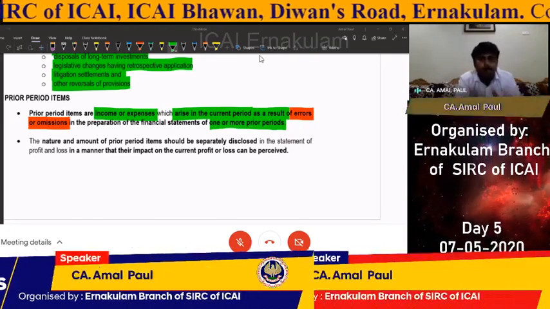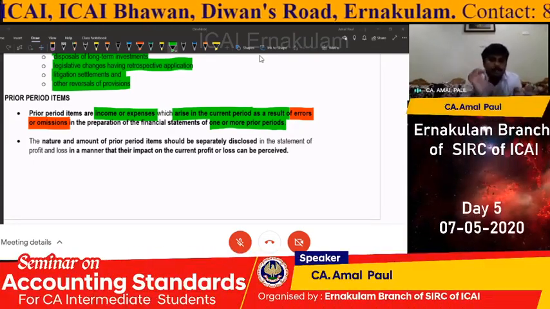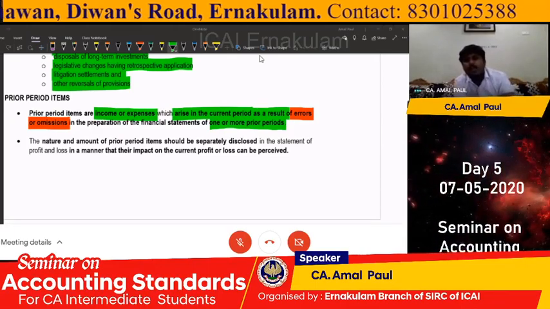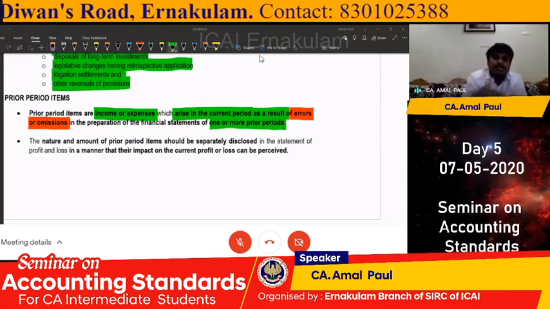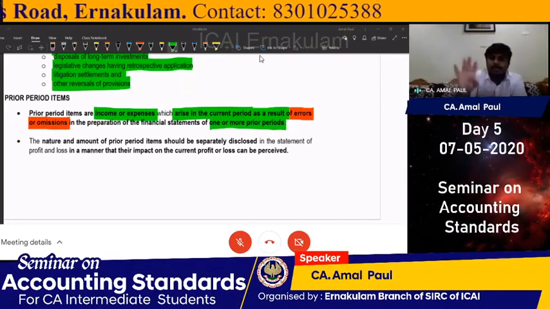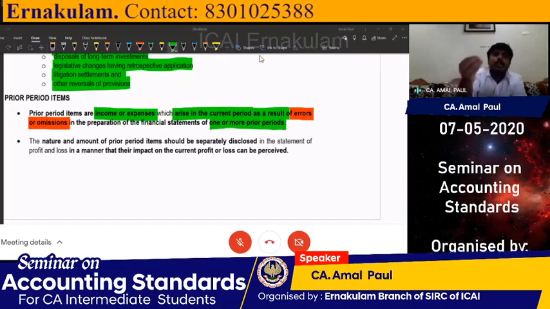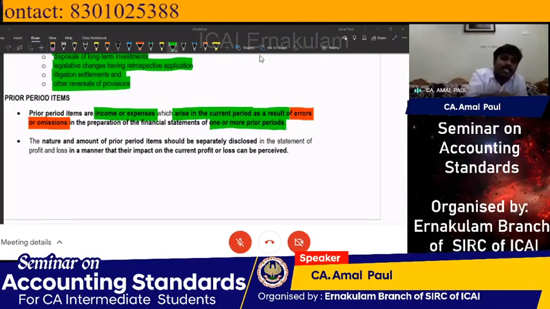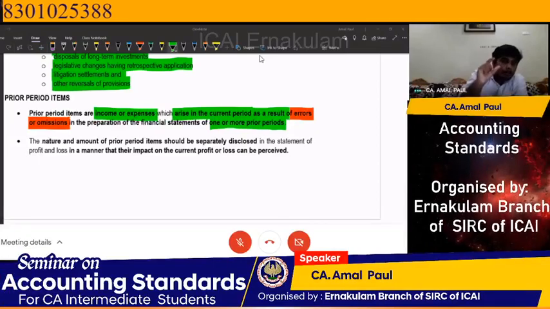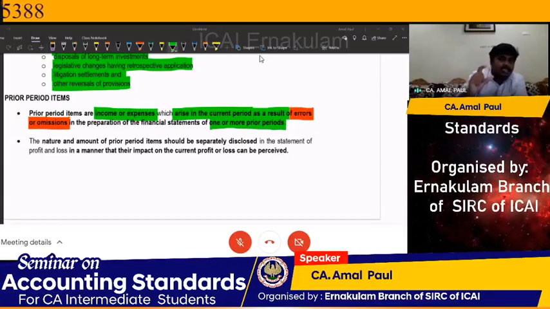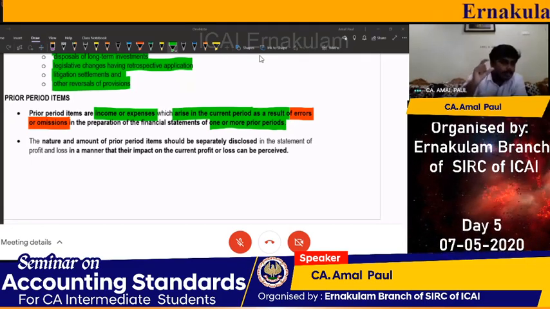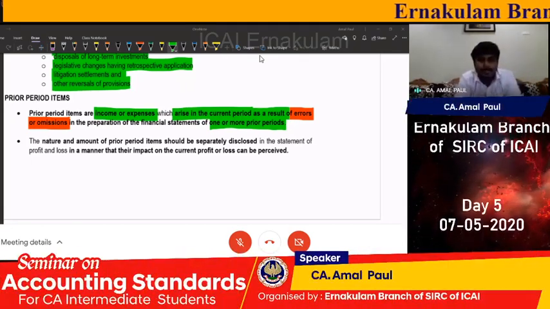Okay, this is an important aspect because most of the students get confused about prior period items and items relating to previous years. Items relating to previous years will not always be prior period items. In order to treat something as a prior period item, the crux is that there should be an error or omission in prior periods.